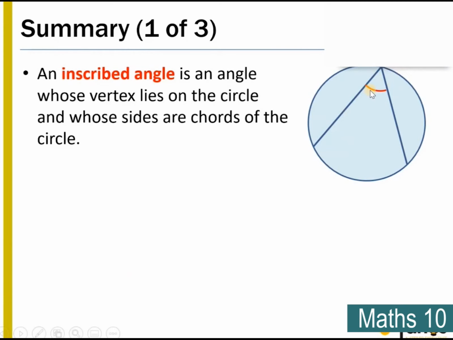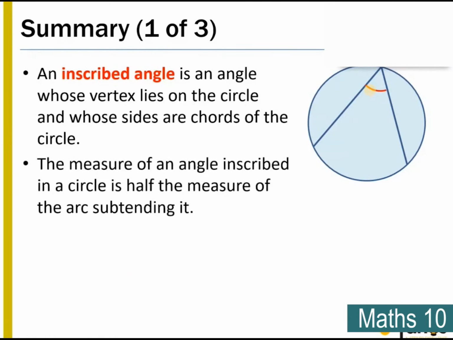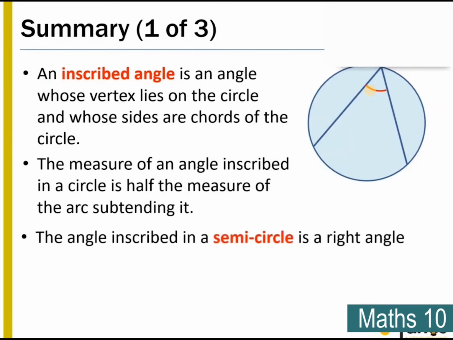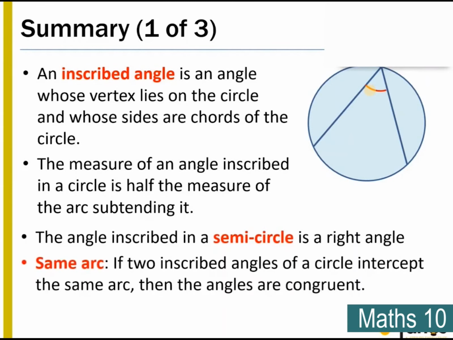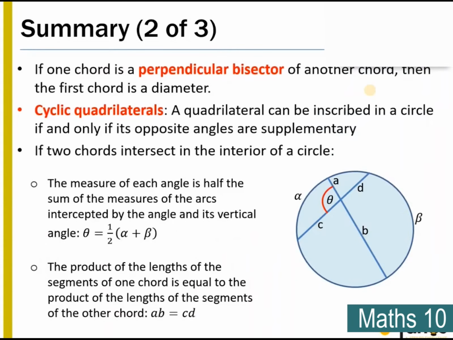The measure of an angle inscribed in a circle is half the measure of the arc subtending it. The angle inscribed in a semicircle is a right angle. Same arc: if two inscribed angles of a circle intercept the same arc, then the angles are congruent. If one chord is a perpendicular bisector of another chord, then the first chord is a diameter. Cyclic quadrilaterals: a quadrilateral can be inscribed in a circle if and only if its opposite angles are supplementary.